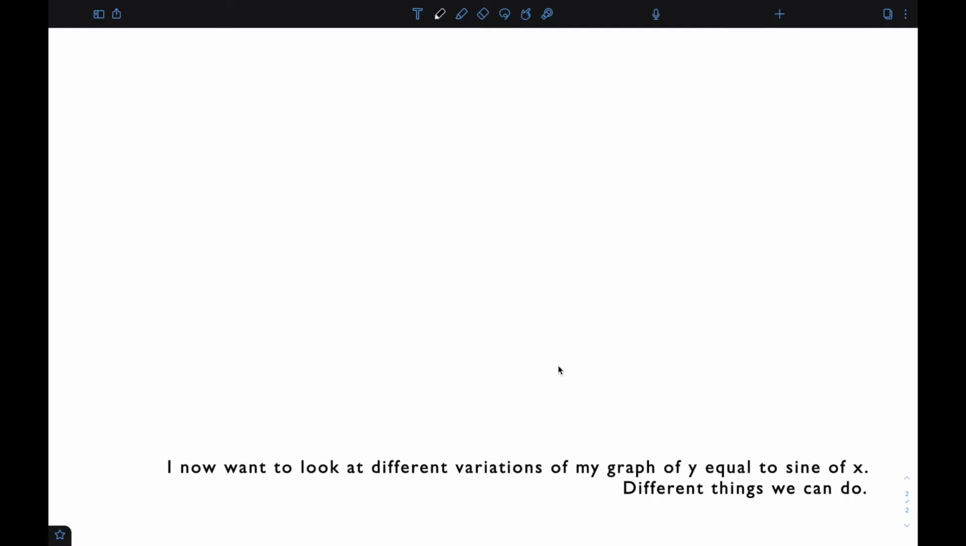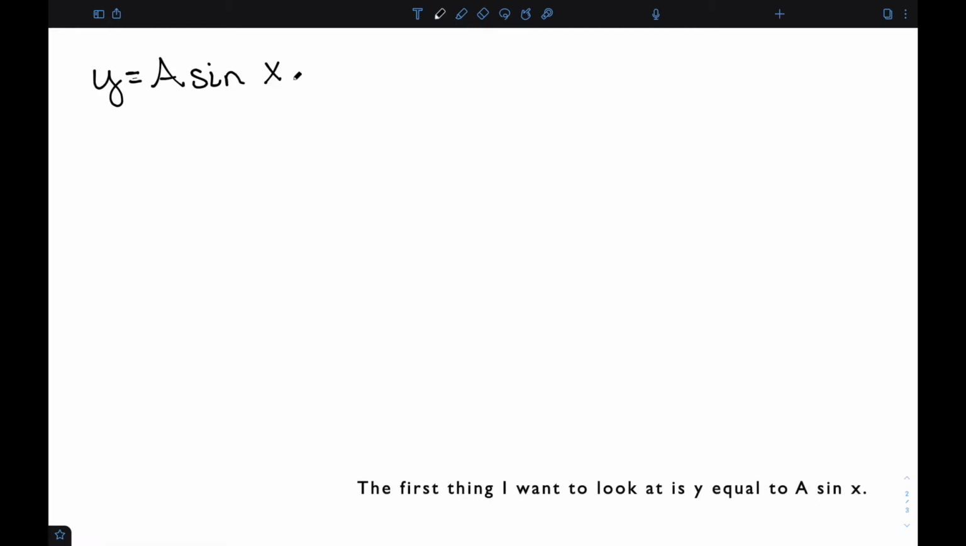I now want to look at different variations on my graph of y equal to sine of x, different things we can do. The first thing I want to look at is y equal to a sine x. What happens when I multiply sine of x by a number?